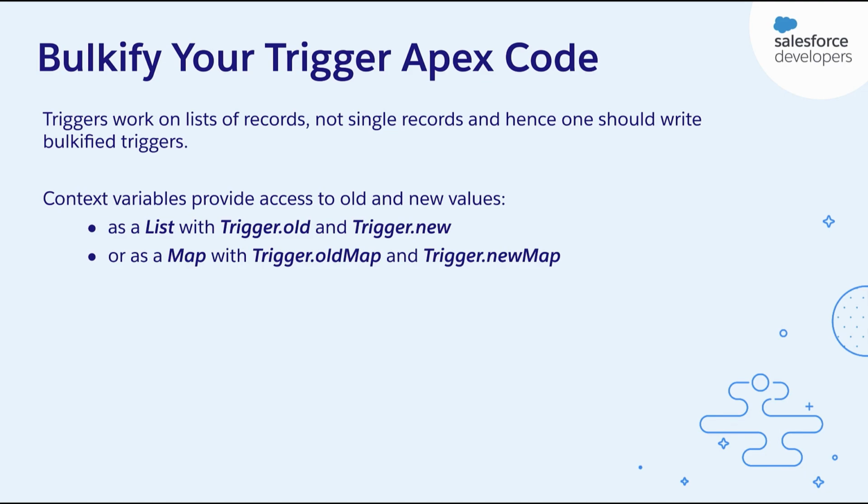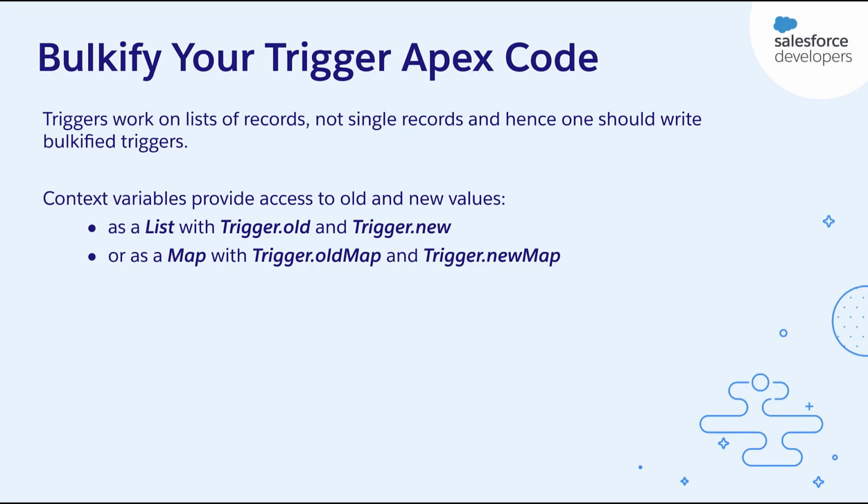Now, before we start looking into a demo of how to write an Apex trigger, let's understand some basic principles. One of the best practices of writing triggers is you should always bulkify your Apex code. Make sure that your triggers work on a list of records, not just single records. You can bulkify your Apex code by making sure that you do not have any SOQL statements inside for loops or DML statements inside for loops. Instead, you use collections like lists or maps.